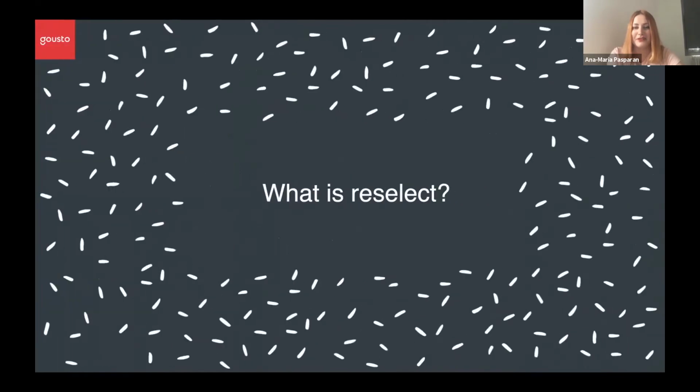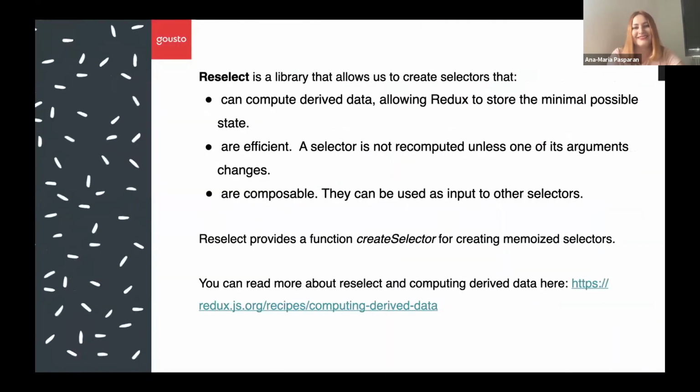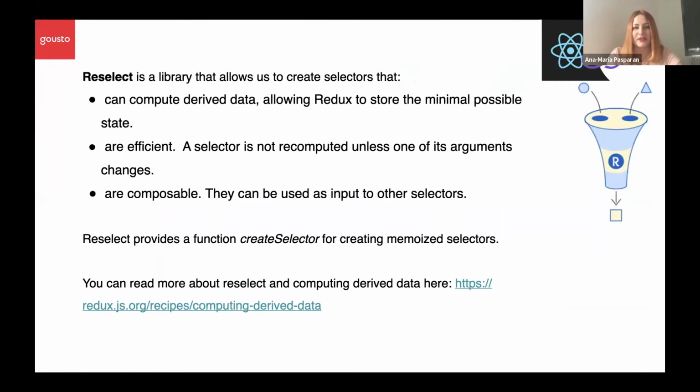But we haven't finished. So let's talk about reselect, and then let's put them together. So what is reselect? It's a library that allows us to create selectors that can compute derived data, allowing Redux to store the minimal possible state. They are efficient: a selector is not recomputed unless one of the arguments changes. They are composable: they can be used as inputs to other selectors.